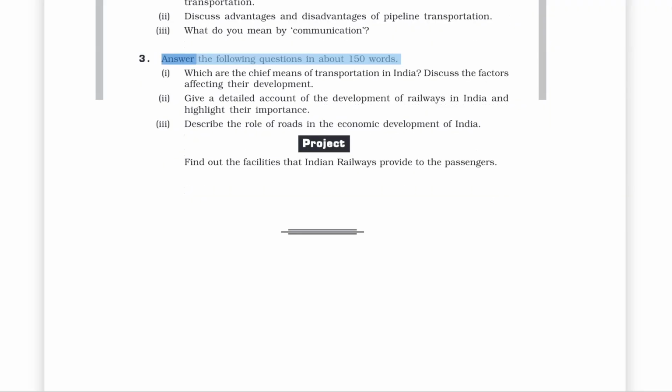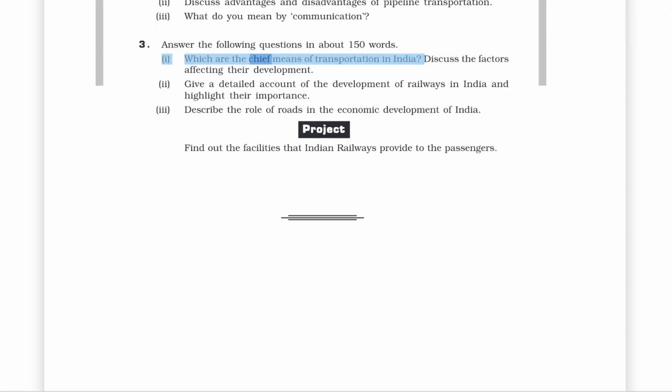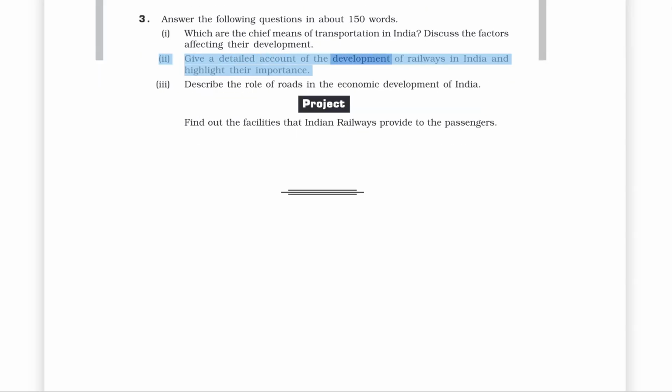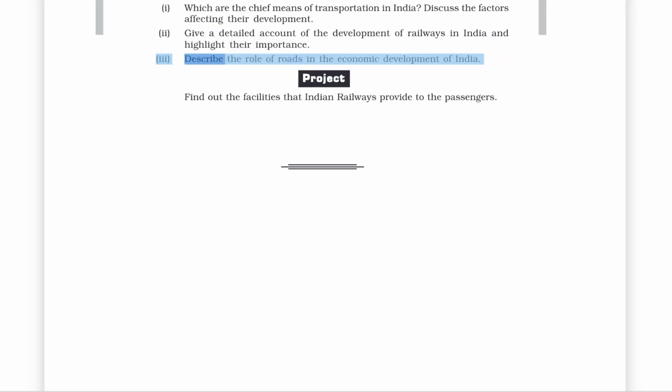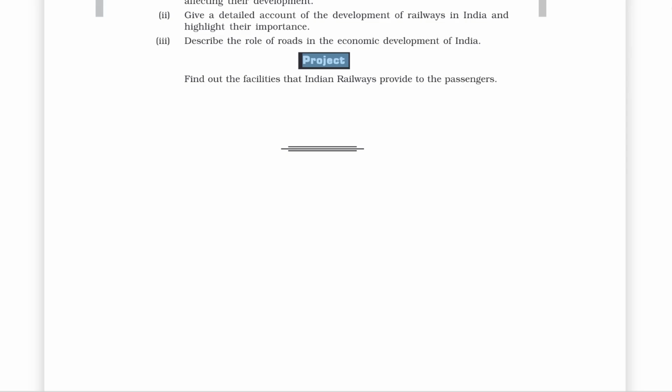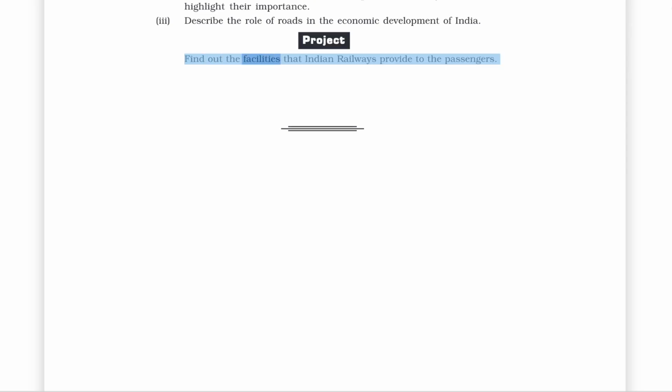3. Answer the following questions in about 150 words. 1. Which are the chief means of transportation in India? Discuss the factors affecting their development. 2. Give a detailed account of the development of railways in India and highlight their importance. 3. Describe the role of roads in the economic development of India. Project. Find out the facilities that Indian railways provide to the passengers.